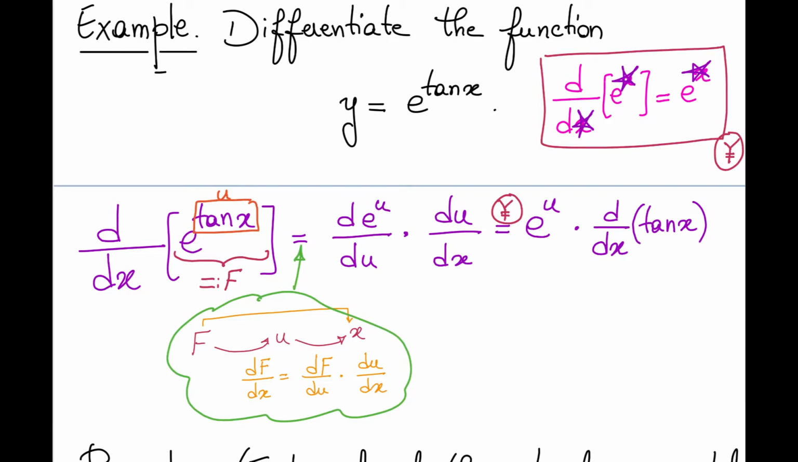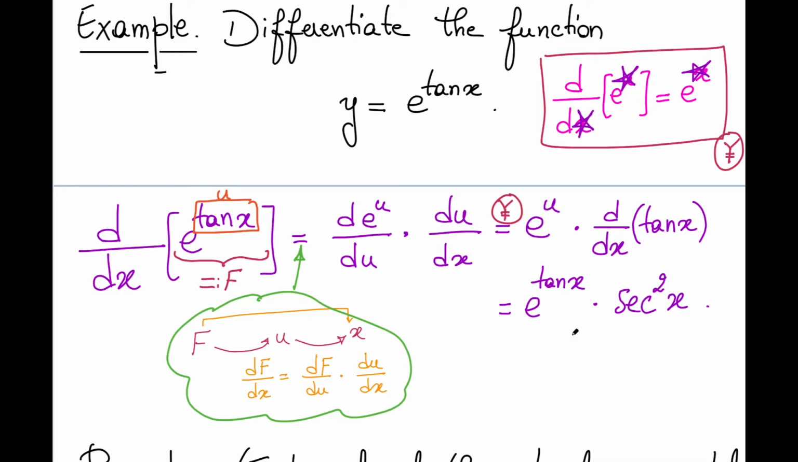Okay, and then this is equal to e^u. What's our u again? Tangent. So e^(tan x) times the derivative of u, which is tangent, with respect to x. What's the derivative of tangent with respect to x? It's sec squared, right? Sec squared of x. Okay, so long story short, the derivative of this function is e^(tan x) times sec squared x.